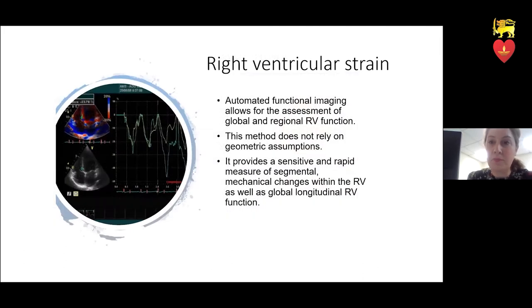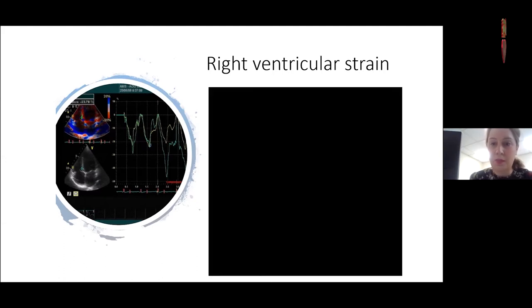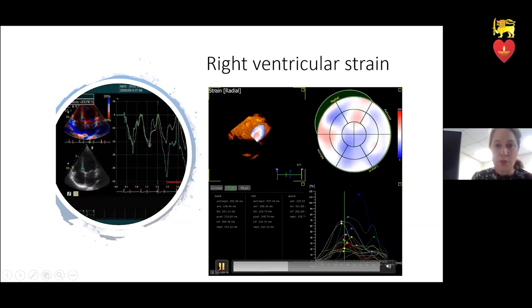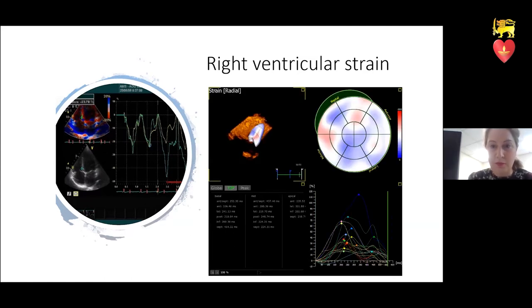How about RV strain? First of all, to mention that RV strain is very sensitive nowadays. This method does not rely on geometric assumptions, and it is sensitive, it is rapid, it assesses not only systolic but also diastolic dysfunction of the right ventricle. And this is an example of 3D strain that we started doing in 2010 with the first of softwares.